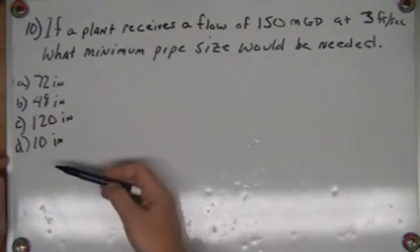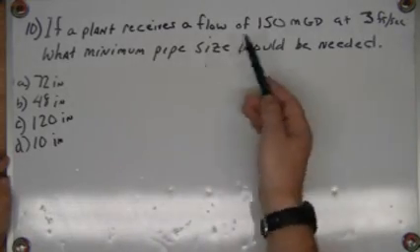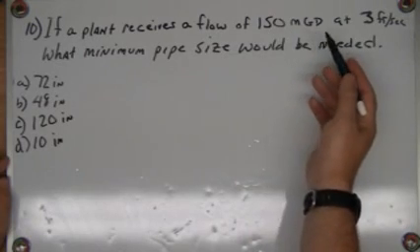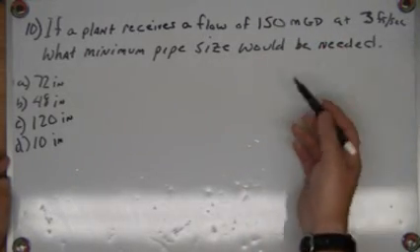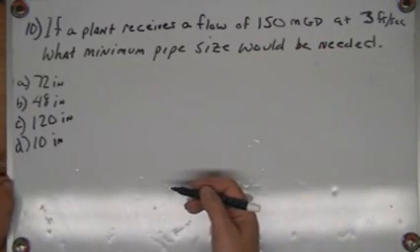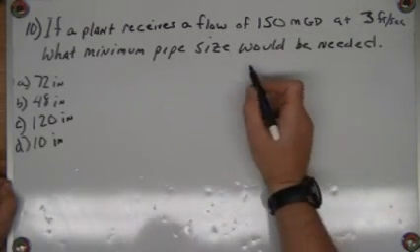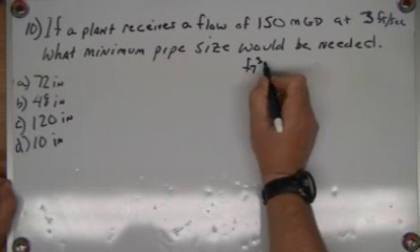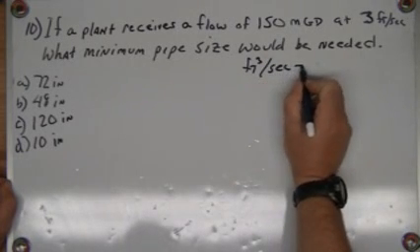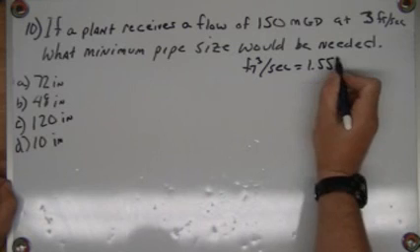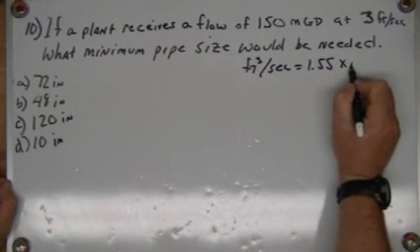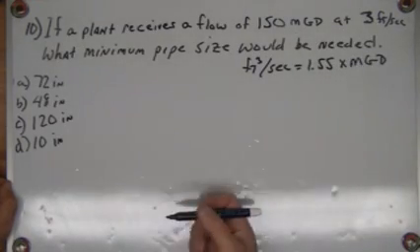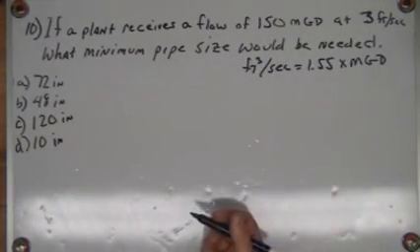They're in inches, but you're going to have to convert this to feet first because you need to convert MGD into cubic feet per second in order for the units to work. Let's go ahead and do that now first. And that formula for the MGD is cubic feet per second equals 1.55 times MGD. 1.55 times 150 is going to be about 230.